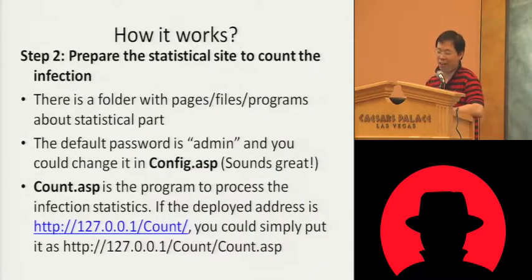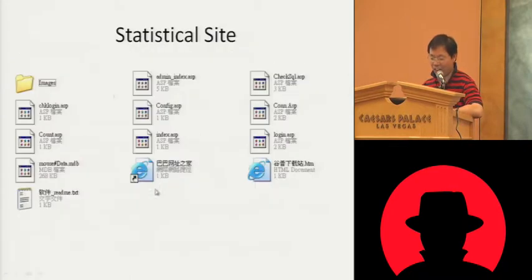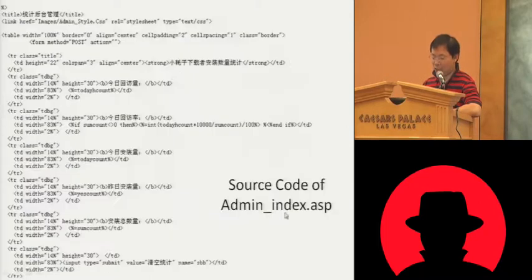Step 2, prepare the statistical sites to catch the infection. They have the configured ASP and also a dump of the pages, a lot of these page files already in the package. Then this is one of the sample ASP files to see the report, the daily volume, and get the IP address, the MAC address, and the infected operating systems.